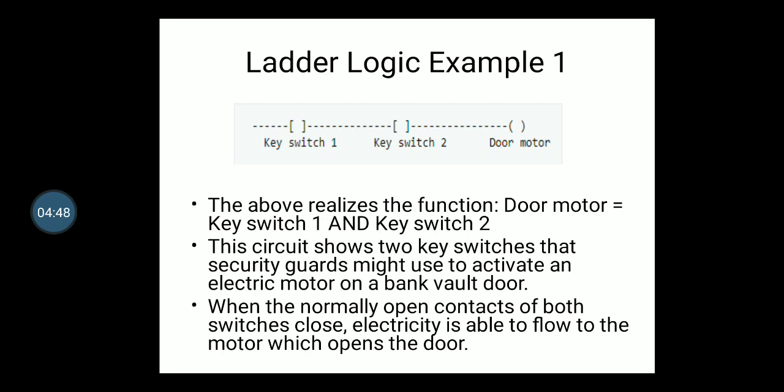When the normally open contacts of both the switches close, electricity is able to flow to the motor which opens the door. Suppose this door is closed at the moment. Whenever you press both of these, only in that condition will the current flow and the door motor will operate. Because it is normally open, if you do not press this switch, current will not flow.